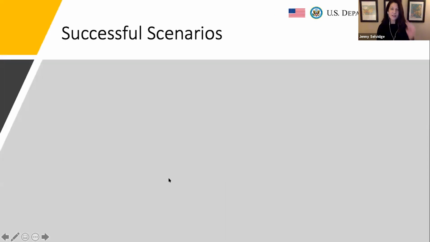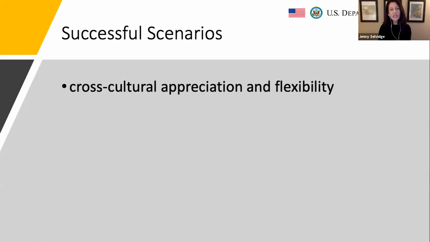So let's talk about some successful scenarios of these partnerships. One is cross-cultural appreciation and flexibility. When I see team teaching partnerships that really value one another's culture, it shows flexibility. They're able to adapt to one another and compromise a little bit in their approaches. And this has been a very successful aspect of team teaching.